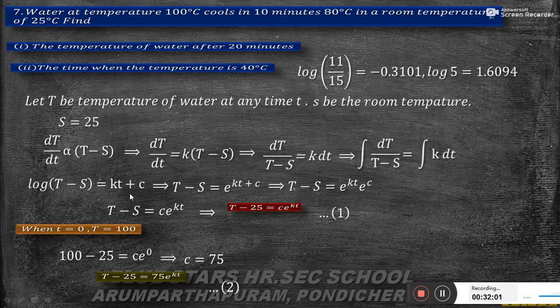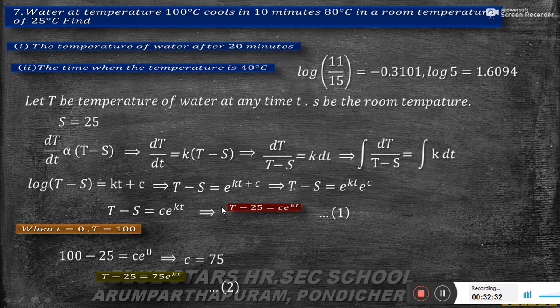The next step, I take the exponential on both sides. So e power log of (T minus S) equal to e power (Kt plus C). So e and log cancel. So T minus S equal to e power (Kt plus C), that means e power Kt into e power C. I write this e power C as capital C. Because C is a constant, e power C is also a constant. So I represent it again as C e power Kt.